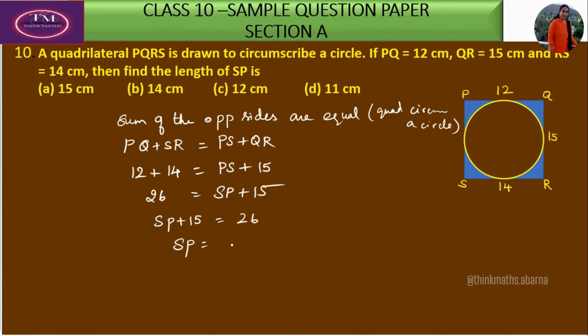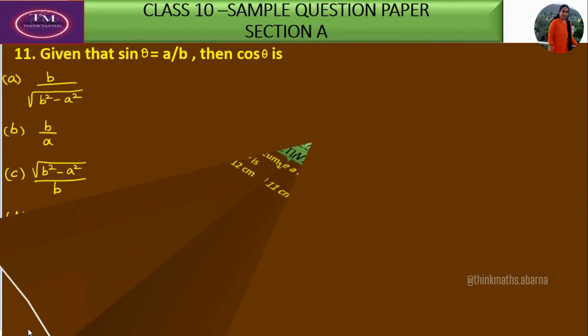So SP plus 15 equal to 26. So SP equal to 26 plus 15 will become minus 15. So its answer is 11. So SP is equal to 11 centimeter. So option D is our right choice. Okay children, I hope you can understand this problem. So moving on to the 11th problem.